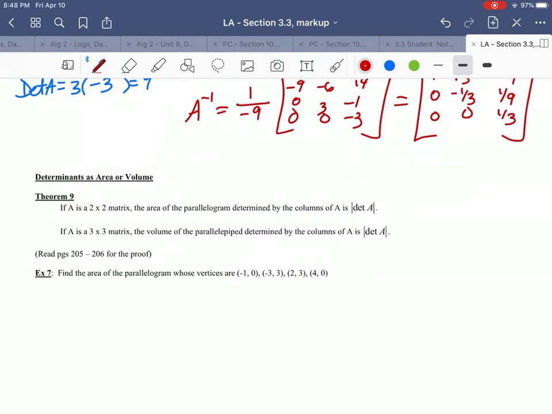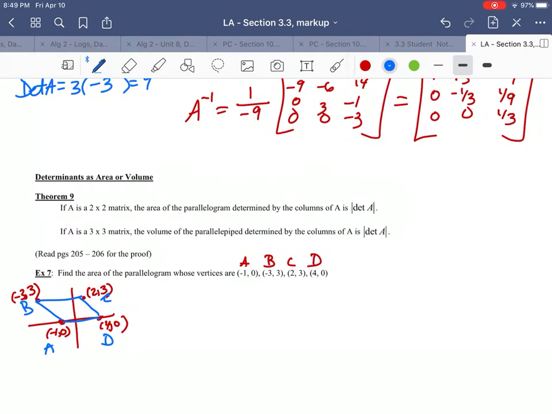So let me show you. We have a parallelogram here. We'll call this A, B, C, and D, I think. So negative 1, 0 is about there. Negative 3, up 3. So negative 1, 0, negative 3, 3. And then 2, 3, and then 4, 0. All right, so we're going to need to make 2 vectors off the corners of the parallelogram. So this is my parallelogram. It was A, B, C, and D.